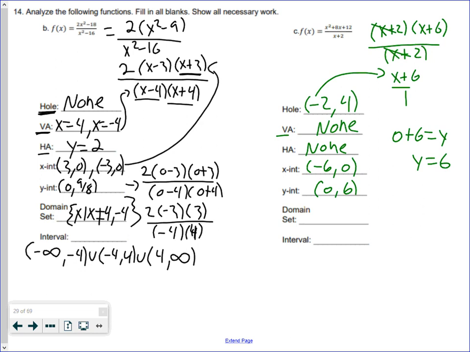Our domain in set notation will be every x value other than our vertical asymptotes and our holes. We don't have any vertical asymptotes, so it's just going to be every x value such that x does not equal the x value of our hole, or just -2. And now in interval notation, we're going to go from -infinity up to our first point that we cannot equal, which is -2, and then from -2 to infinity, since there's no other point that we cannot equal. And that's how you break down these types of functions.